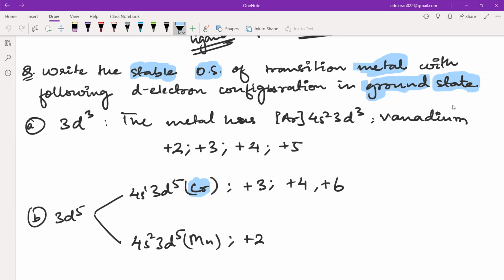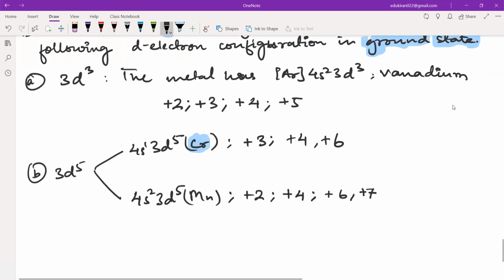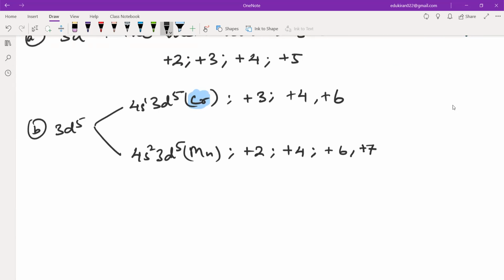again 3d5. So in Mn you will have +2, and if you look at the oxidation states of manganese, after +2 it directly has +4, followed by +6 and +7. These are the oxidation states which are stable for manganese. The important thing is that you have to grasp this idea about 4s1 and 3d5.